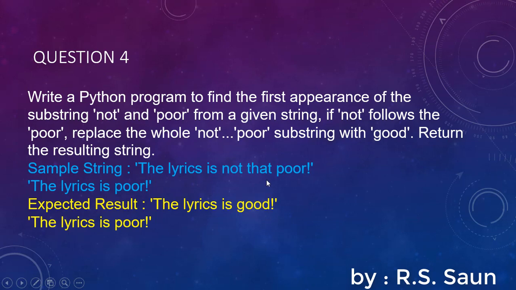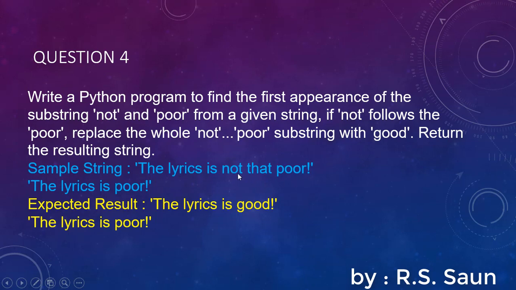Okay, so again we are going to use our old strategy where we focus on dividing my problem into smaller steps. First thing first, a simple idea. First of all, we are going to find out the location of "not", and then the location of "poor". And if the location of "not" is less than the location of "poor", then we are going to completely replace these things.